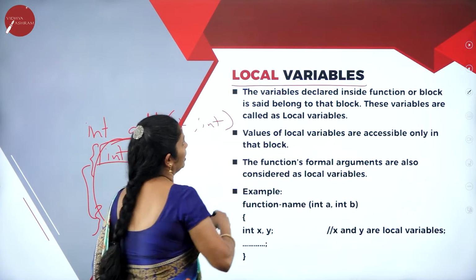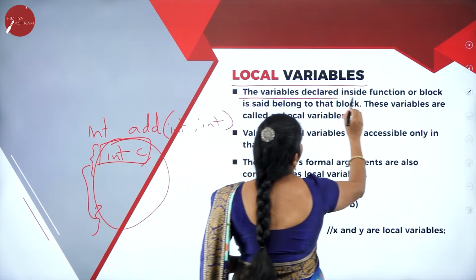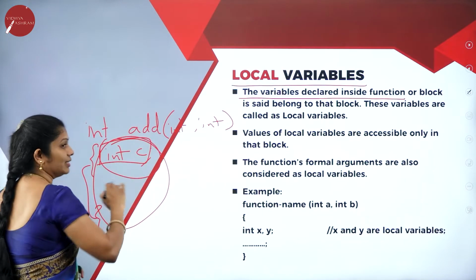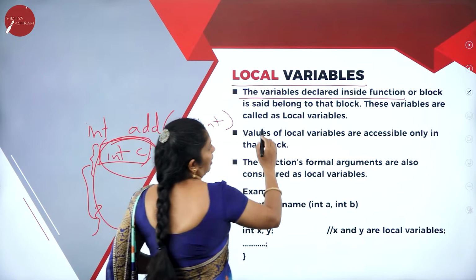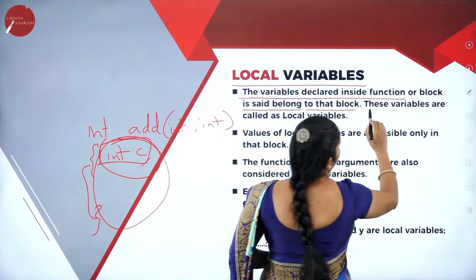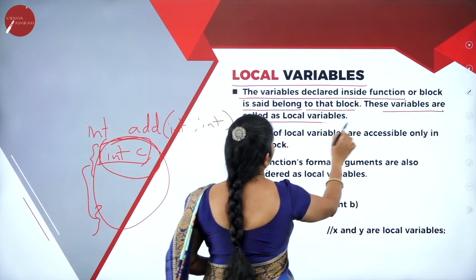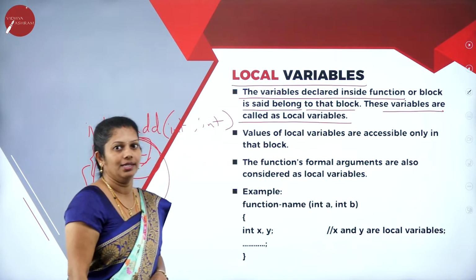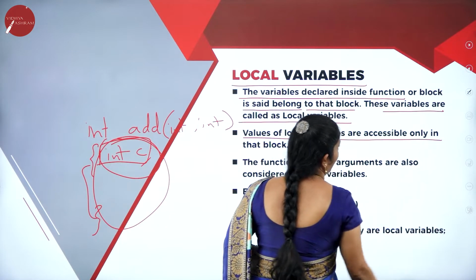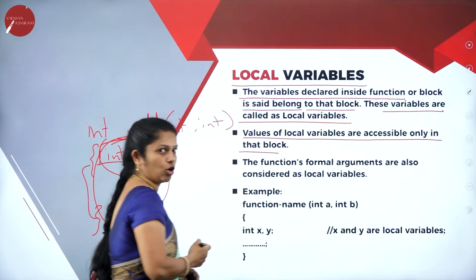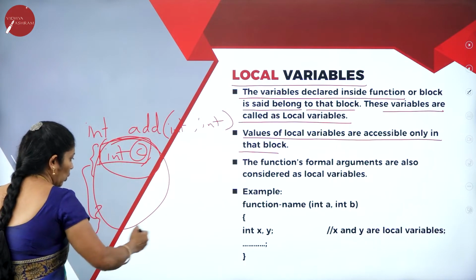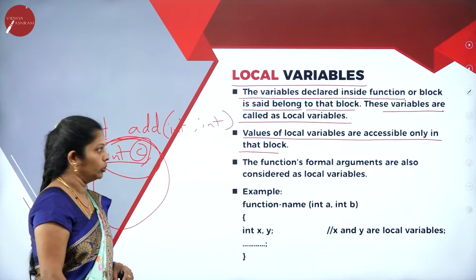When we come to local variables, these are the variables declared inside the function. When a variable is declared inside a function or block, it belongs to that block. These variables are called local variables. The values of local variables are accessible only in that block. Whatever c we declared here can be accessed only in this particular block.